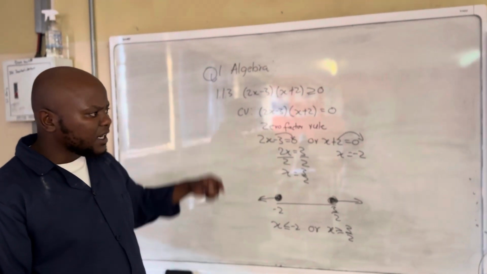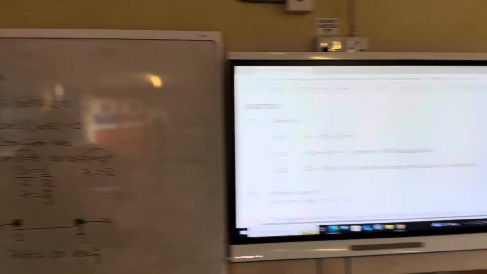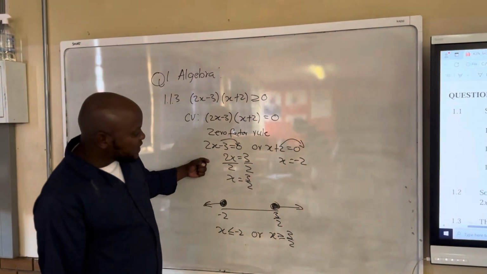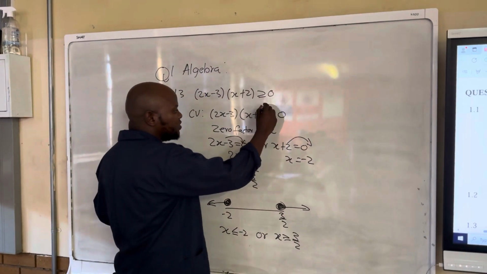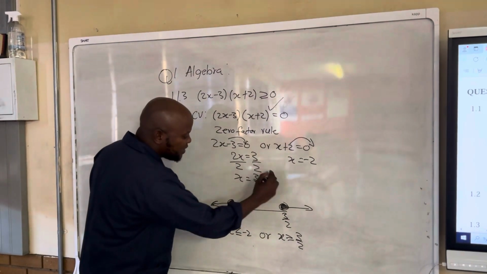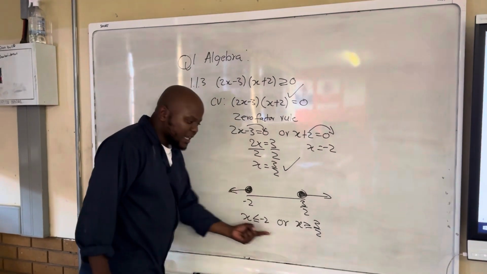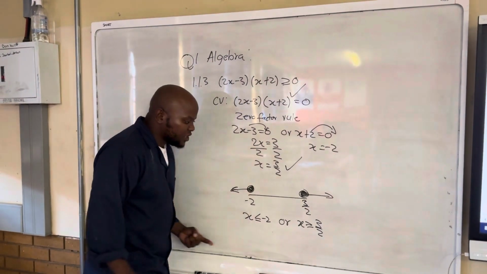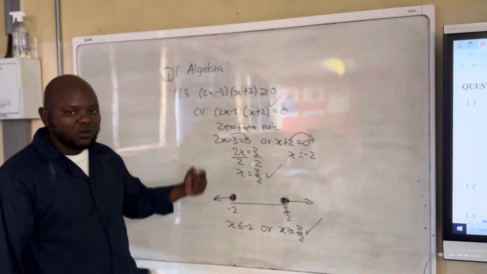So that would be the final answer for 1.1.3. The mark allocation is 3 marks. The first mark is for moving this to the critical values. Both critical values will be the second mark. Then the last notation will be 1 mark, which is all in all 3 marks.